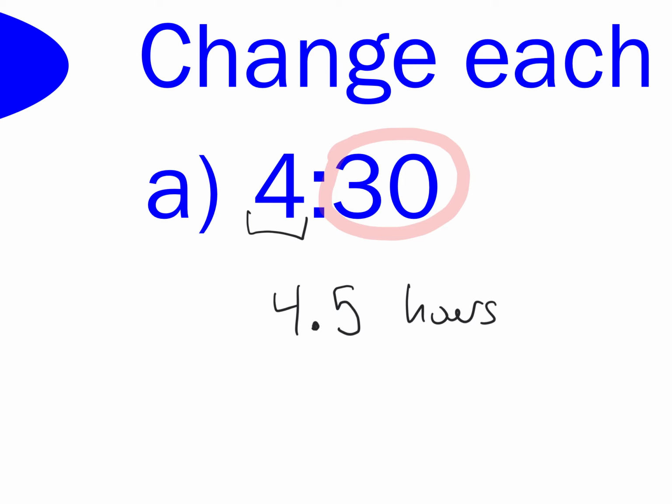Now, if you're not sure, like if you think I'm making this up, you can always take the number of minutes and use your calculator and divide it by 60, which is the number of minutes in an hour. And if you do that, 30 divided by 60, you'll see that you get 0.5, which is why the 0.5 is what goes here. So if you worked 4 hours and 30 minutes, you will have worked 4.5 hours.